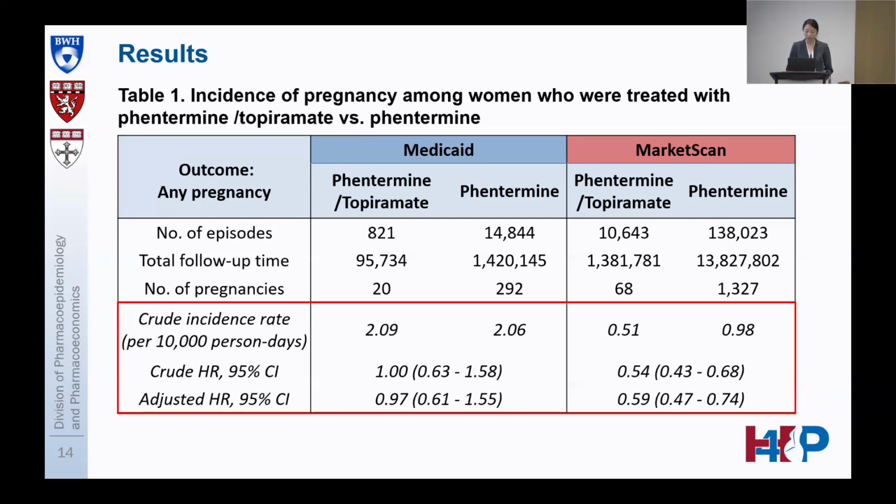So if we compare the two groups within the MarketScan database, we observed a crude and adjusted hazard ratio around 0.54 for the crude, and the adjustment did not really make a lot of difference. Here we adjusted for age and calendar years. So if we look at the results in MarketScan data, we will see there is an effect of the REMS program to prevent pregnancy within the phentermine topiramate group when compared to the phentermine group.